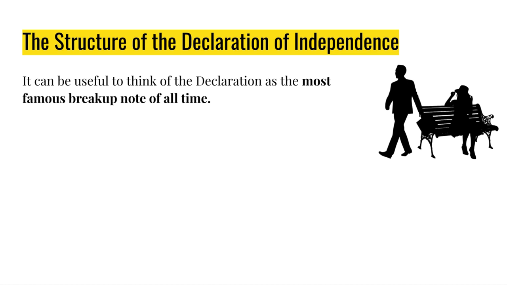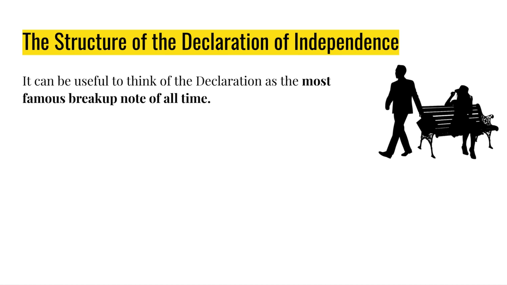So to begin, let's look at the structure of the Declaration of Independence. It can be useful to think of the Declaration as the most famous breakup note of all time. The colonies, upset with King George and all his senseless, mean taxation, send him a big long note declaring that, quote, things are over between them. Bye, right? That's what they're saying. This is kind of an oversimplification, but it's still helpful to think about the Declaration of Independence as a breakup note, quote unquote, as we discuss the sheer importance of this document on the history of this nation.